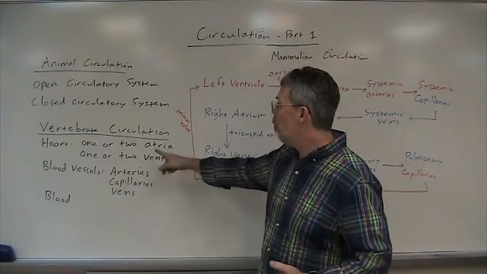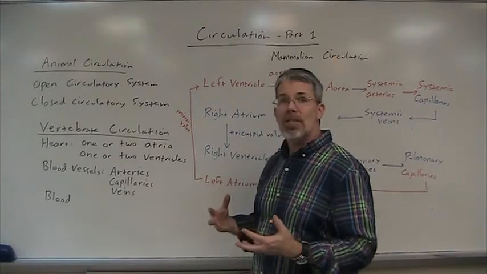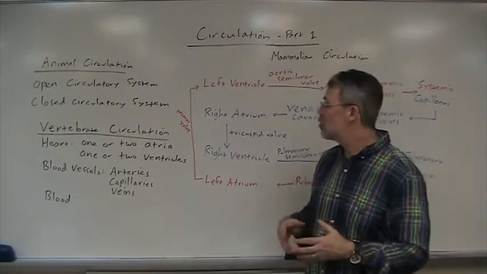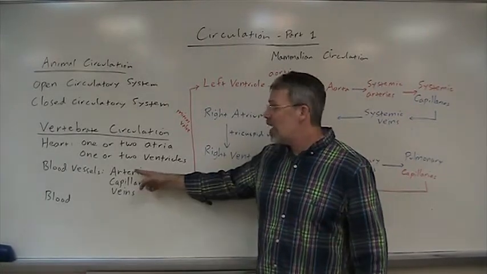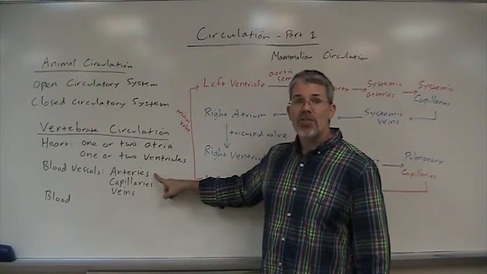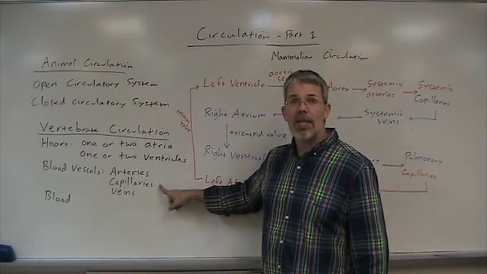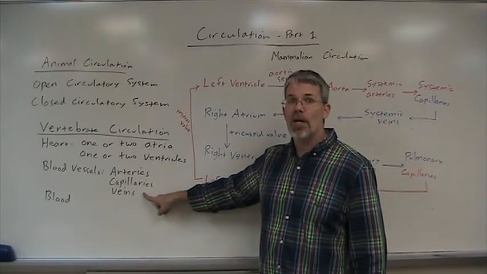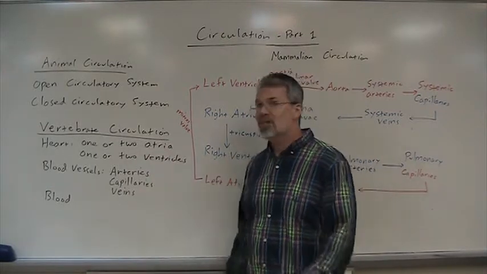The heart can have one or two atria or one or two ventricles. An atrium is a chamber that receives blood into the heart. A ventricle is a chamber that pushes blood from the heart. Blood vessels: arteries are vessels that carry blood away from the heart. They ultimately lead to capillaries throughout the body, and then they converge into veins on the other side, which carry blood toward the heart.